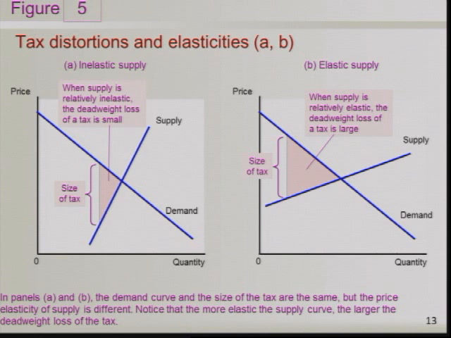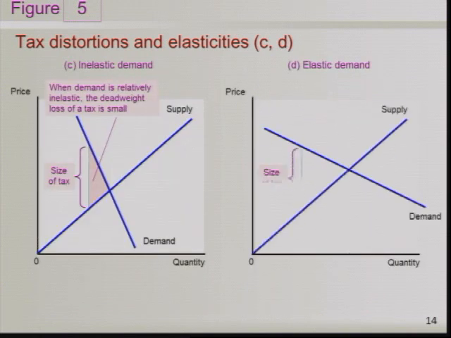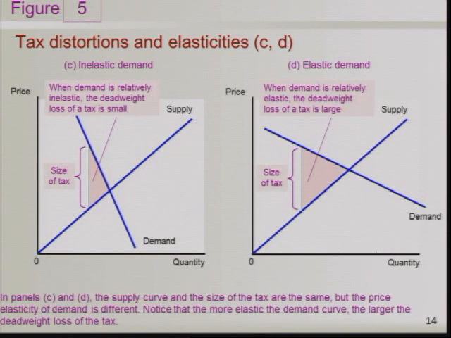So the more elastic the market is, the more sellers can respond, switch to producing something else. Figure 5, we're looking at differences in demand. So if this is something that you really need, the quantity isn't going to change that much when the price goes up, right? So the quantity might decrease from this to this.